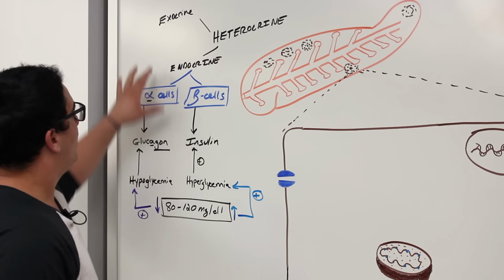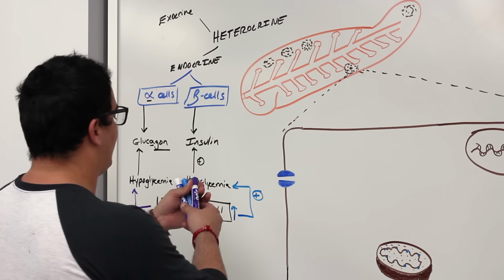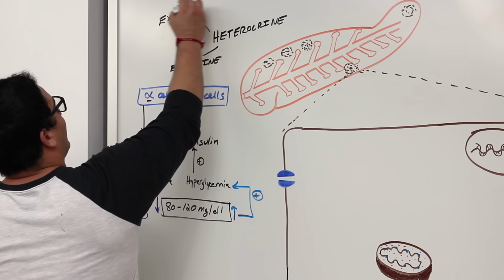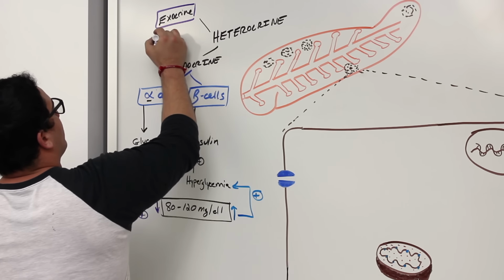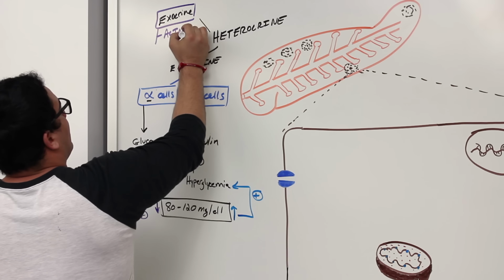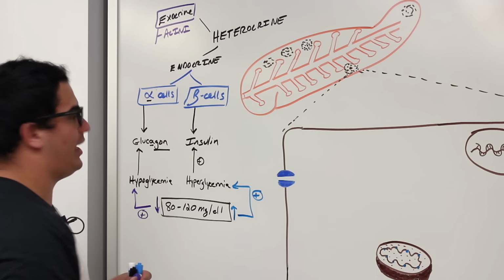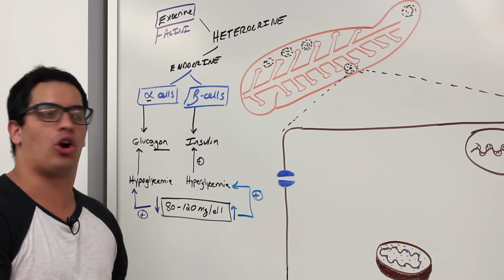Now, the exocrine portion, we're going to talk about that in the digestive system, but just to highlight it, the exocrine portion is actually made up of what's called the acini. And this is the one that's releasing pancreatic juice, rich in digestive enzymes and bicarbonate.